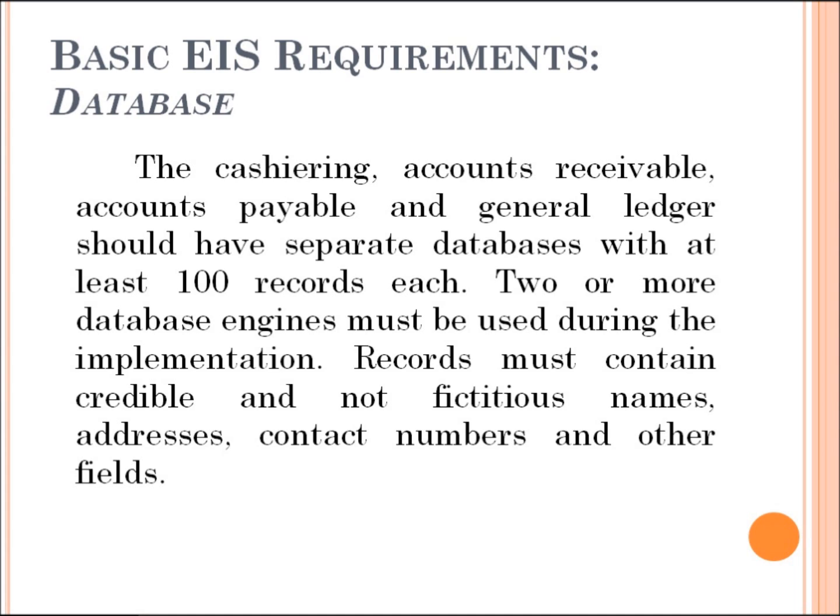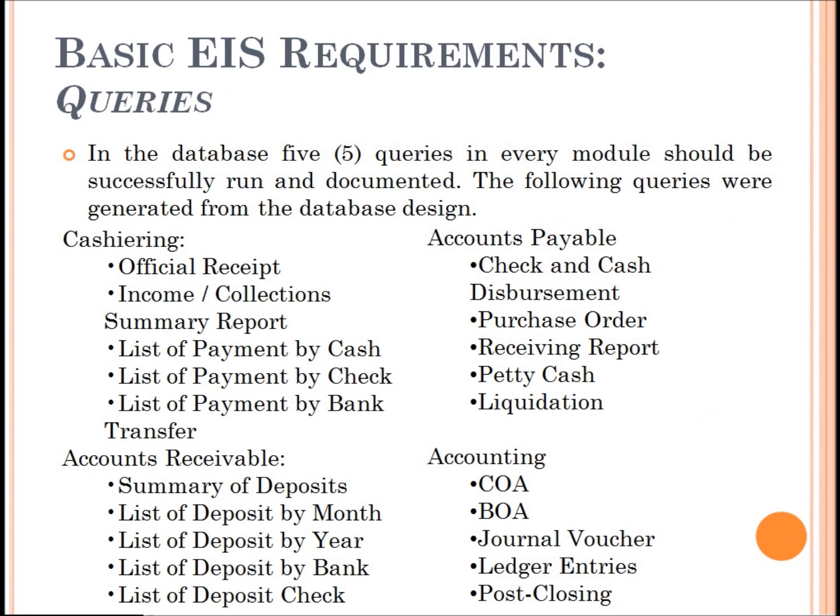Now, I will be discussing about the business requirements analysis starting with the basic EIS requirements. Let's start with the database. The cashiering, accounts receivable, accounts payable, and general ledger should have separate databases with at least 100 records each. 2 or more database engines must be used during the implementation. Records must contain credible and not fictitious names, addresses, contact numbers, and other fields.